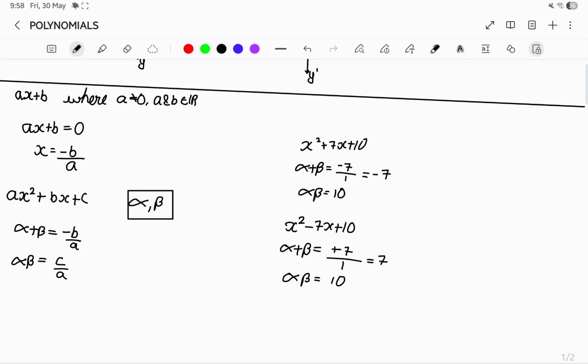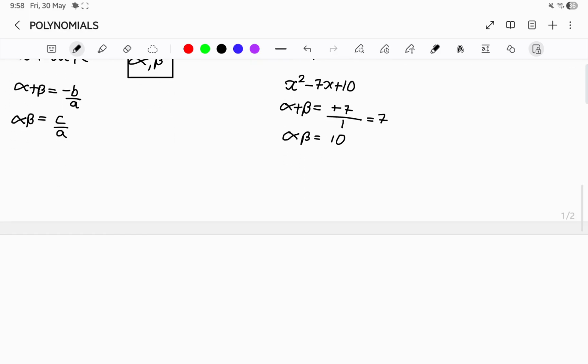Now, one main type of question that could come is, let's say we have a polynomial x square minus 2x minus 8. We'll be asked to verify the relationship between zeros and coefficients.